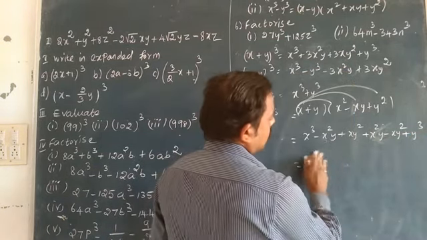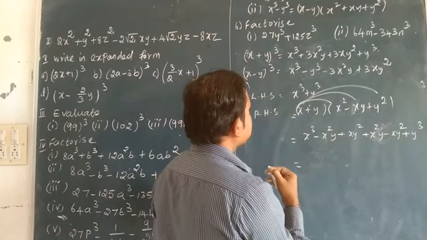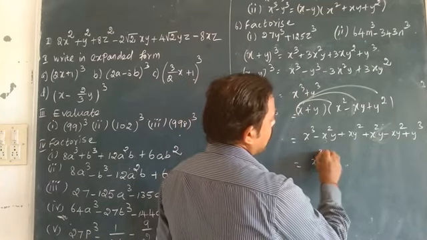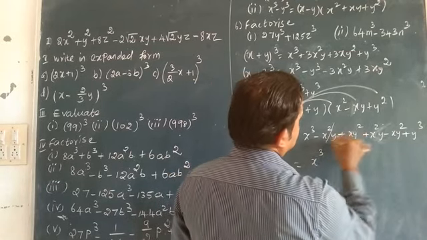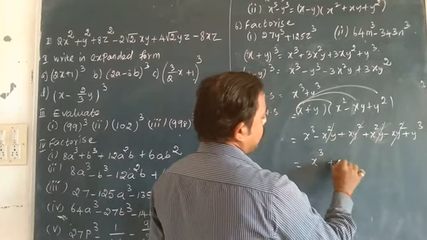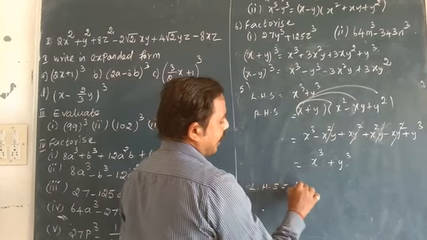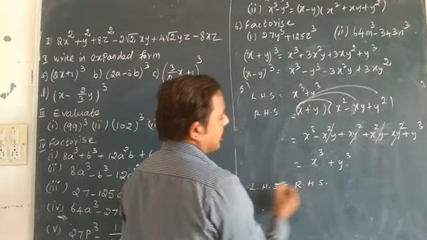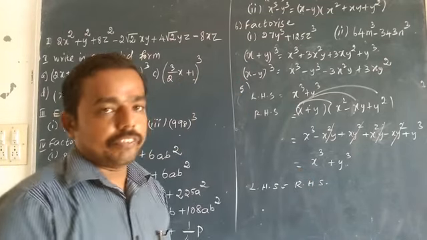Now x power 3 plus y power 3: minus and plus x squared y cancel, plus xy squared you can cancel, x power 3 plus y power 3. So left hand side equal to right hand side, that is x cube plus y cube equal to x cube plus y cube. Like that you can verify.